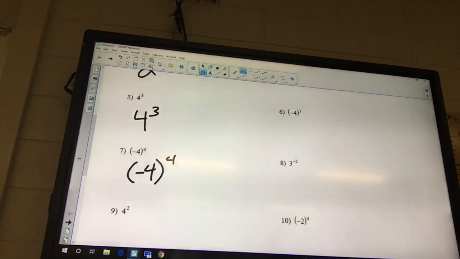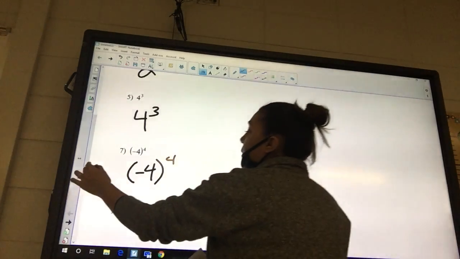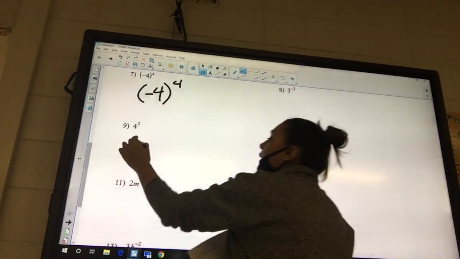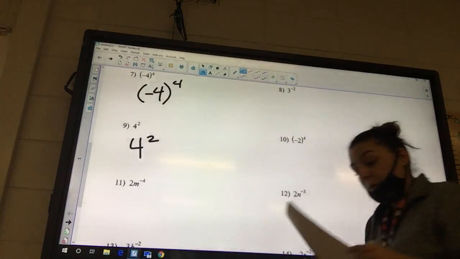Look at 9. No. 9, we don't need to do anything, because that exponent's positive. What is the exponent? 2. Okay, so it's just going to be 4 squared.